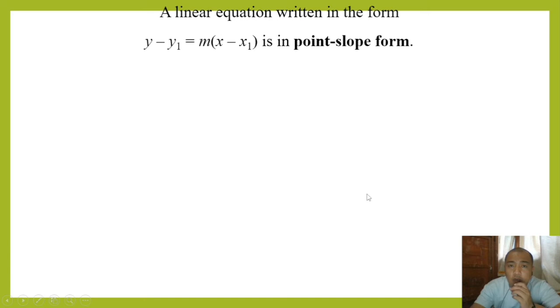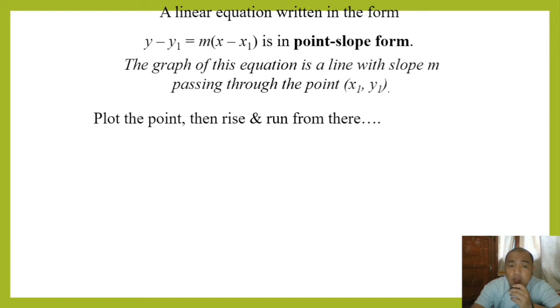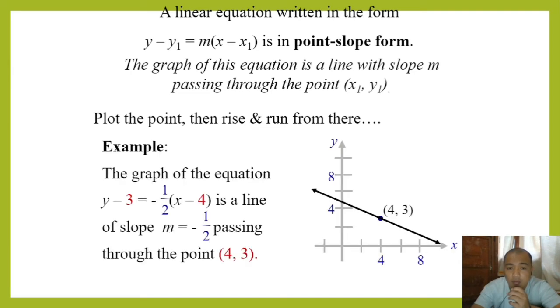A linear equation written in the form y - y1 = m(x - x1) is in point-slope form. The graph of this equation is a line with slope m passing through the point (x1, y1). Plot the point, then rise and run from there. Example: the graph of the equation y - 3 = -1/2 (x - 4) is a line of slope -1/2 passing through the point (4, 3).